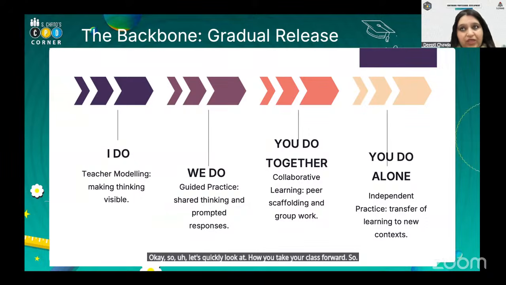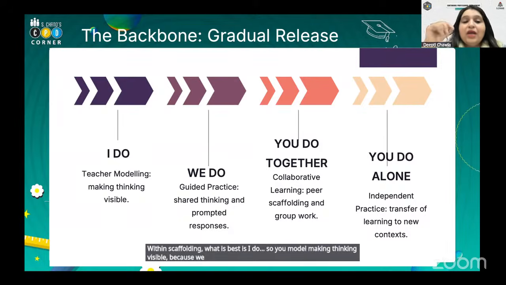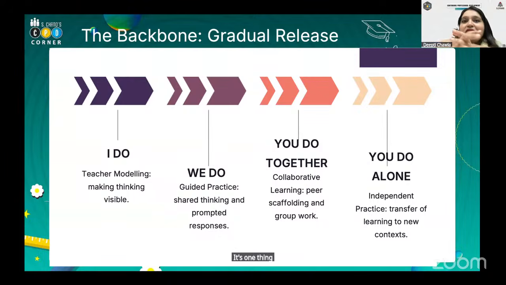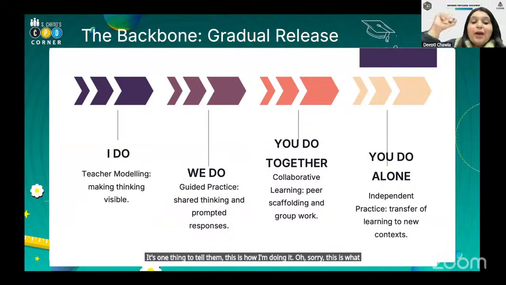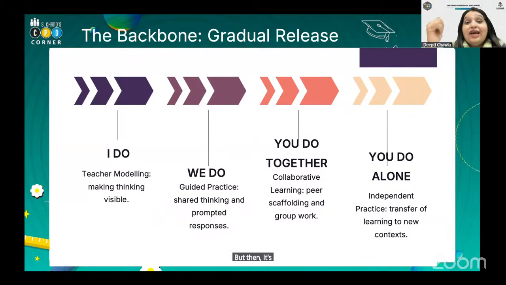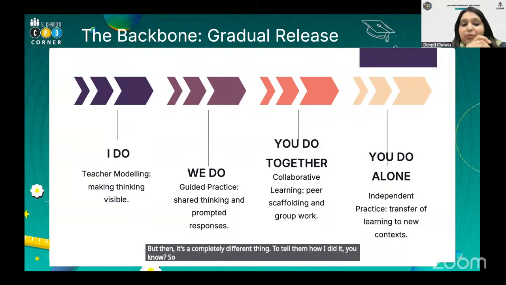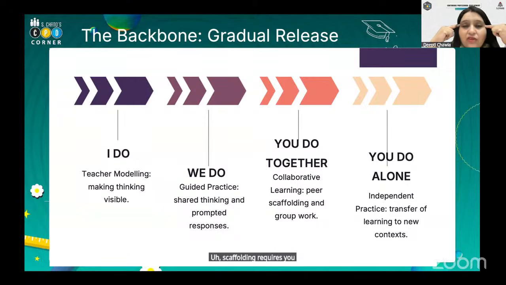So within scaffolding, what is best is I do. So you model, making thinking visible, because we want children to understand. It's one thing to tell them this is what needs to be done. But it's a completely different thing to tell them how I did it. So that is extremely important. Scaffolding requires you to share with them your thinking process. It's also known as building metacognitive skills among children.